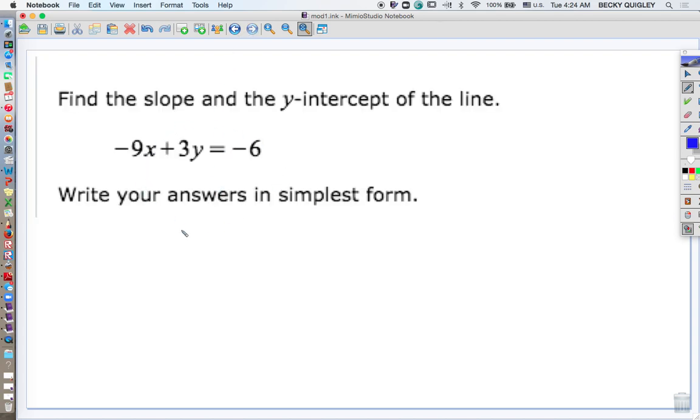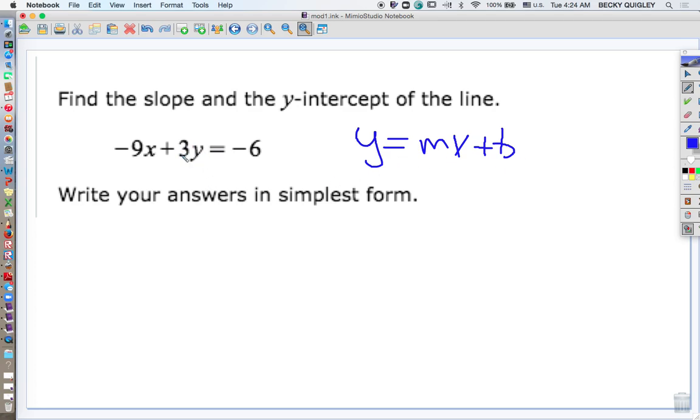So this question is asking us to find the slope and the y-intercept. My preferred way of doing that is to put it in slope-intercept form, but there are absolutely other ways to do that. You could graph it and calculate the slope from the graph. You could learn a little slope trick, but I'm not a big fan of tricks, so I'm not going to use that method. So let's go ahead and put it in this form.